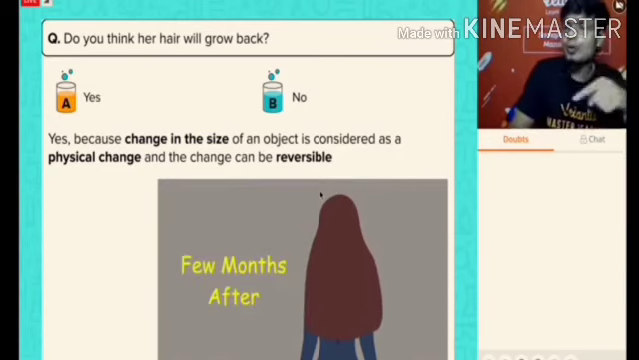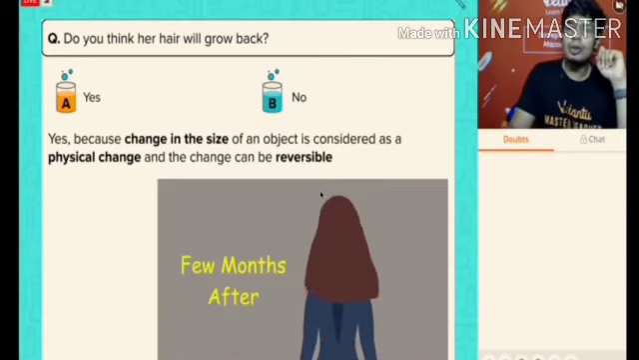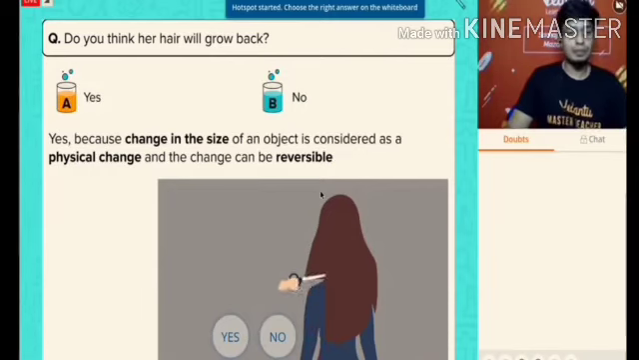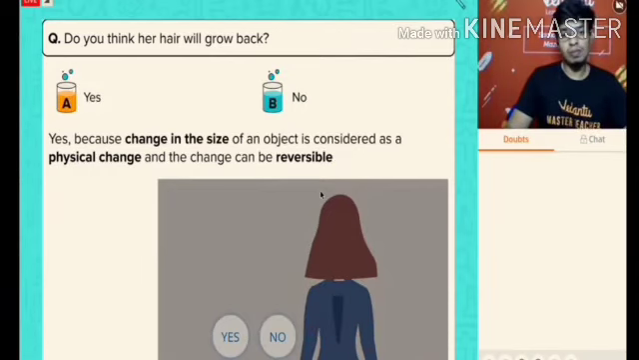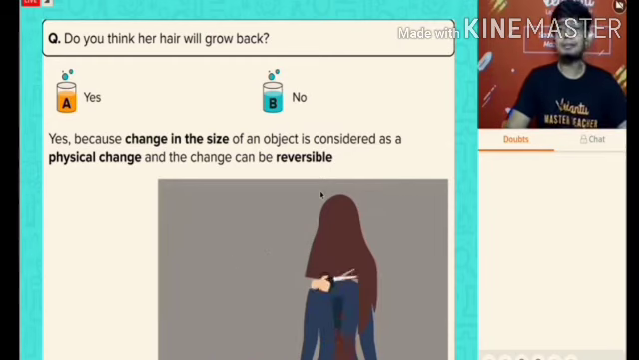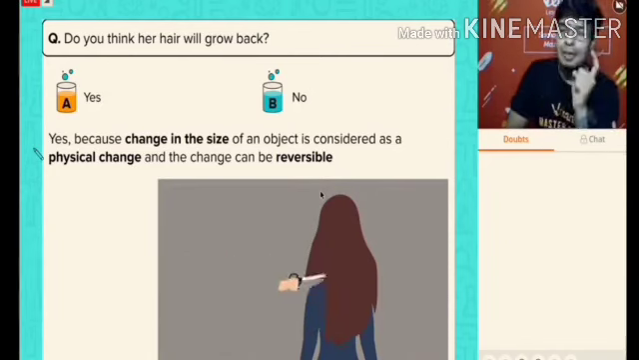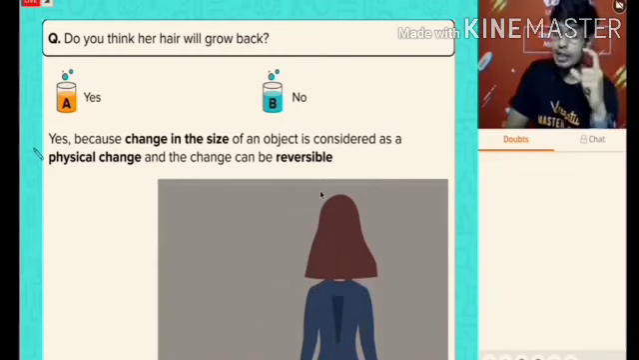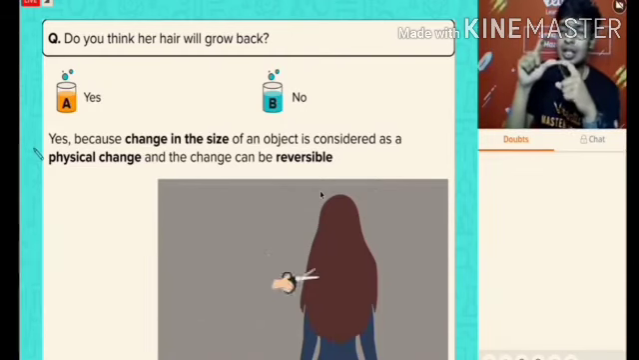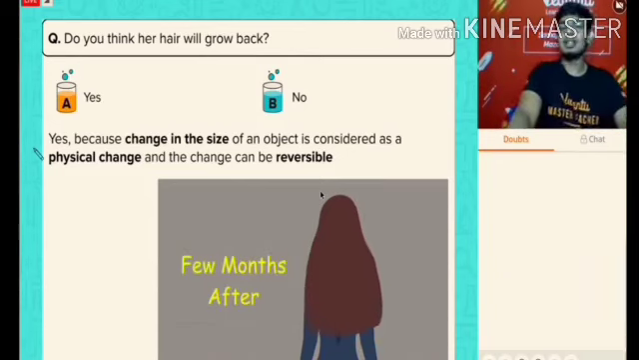After a few months, it's going to start growing back again. So can we call this a reversible change, all of you? Obviously, we can call this a reversible change, exactly. Why? Because the original thing is going to come back after some time. It is being reversed back. The hair is getting short, from long to short, that is one change. Again, after a few months, it's going to become long again. That's the reversible change that happens here. I hope all of you are getting it.